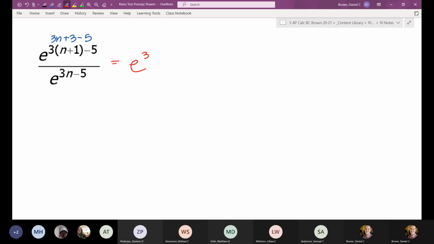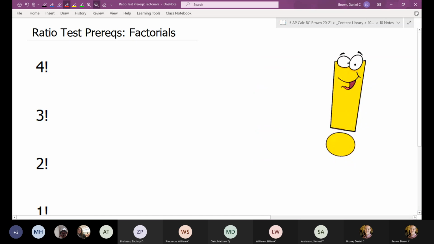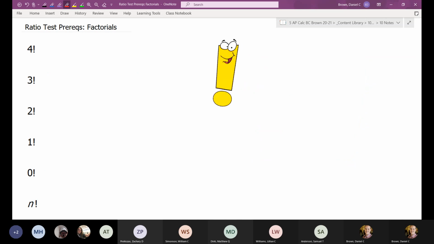The last prereq skill that we're going to look at is factorials. This test that we're doing today is super important when we are dealing with factorials. It tends to be the best option that we have when dealing with factorials. I think most of us know what a factorial means. You start at that number and count down by 1, multiplying until you get to 1. So 4 factorial is 4 times 3 times 2 times 1, 12 times 2, 24. 3 factorial is 3 times 2 times 1, which is 6. 2 factorial is 2 times 1, which is 2. 1 factorial is just 1.